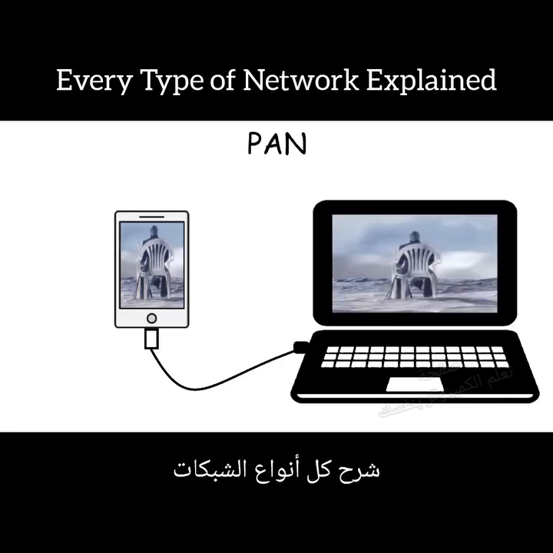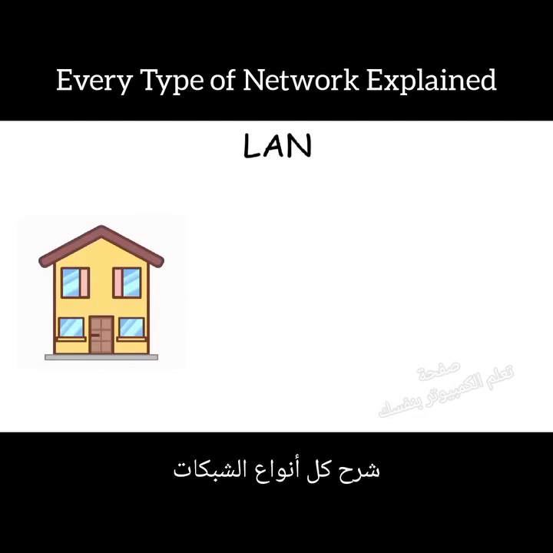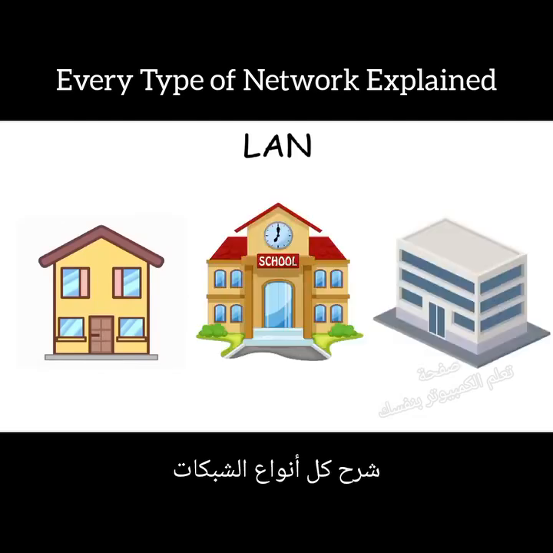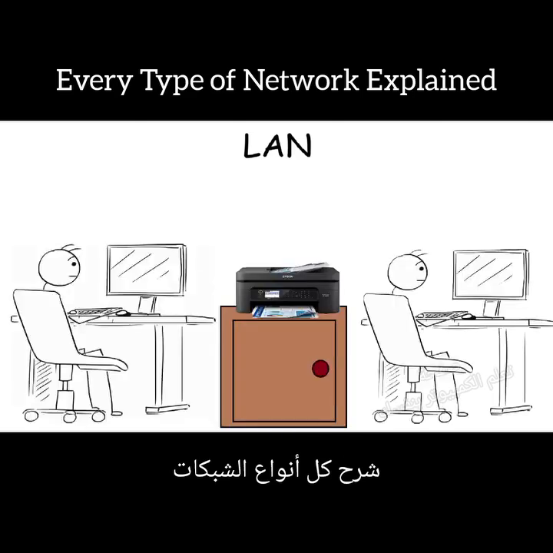These are PAN connections. LAN. A local area network, or LAN, is a network that connects devices within a small area like a home, school, or office, which typically use wired connections like Ethernet cables. So sometimes in a small office, you only got one printer. So each PC and that printer are connected through Ethernet cables to a switch. Therefore, any PC can send a print command as long as they're connected to the same network.